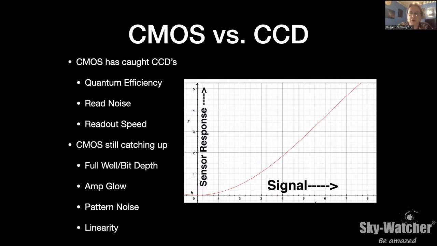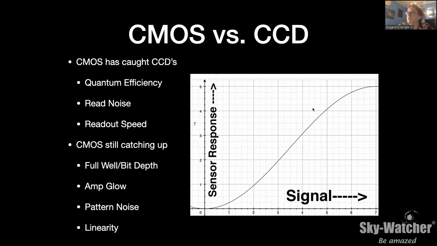Here's an example of nonlinear. These are made up curves right here. And this just shows that this is not straight. Down here, you get lots of signal, but you don't get a lot of data on the sensor. Or you might see something like this where it's linear through part of the range, but it's not linear up here at the top, and it's not linear down here at the bottom. And as long as you expose in here, you'll get a nice linear response from your sensor.